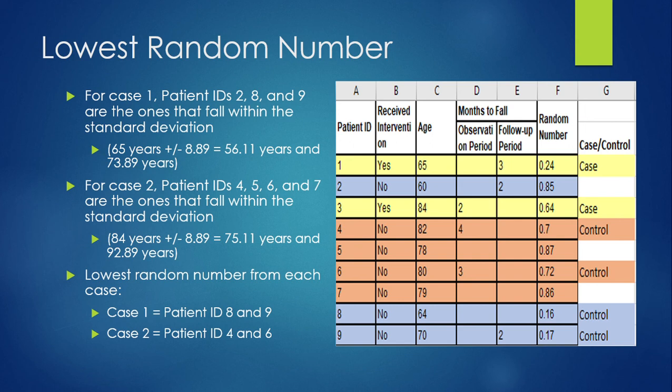So now we know the lowest random number from case 1 is going to be from patient ID 8 and 9, and from case 2 it's going to be patient ID 4 and 6. We know this by looking at the chart on the right, and we look at the random number section. I highlighted case 1 blue, and I highlighted case 2 red. So if we look at case 1, the lowest numbers you can see are going to be 0.16 and 0.17, which come from patient ID 8 and 9. And from case 2, it's going to be 0.7 and 0.72, which come from patient ID 4 and 6.